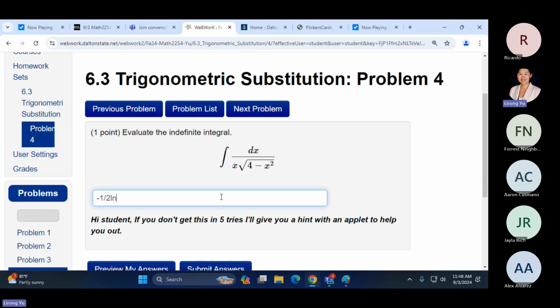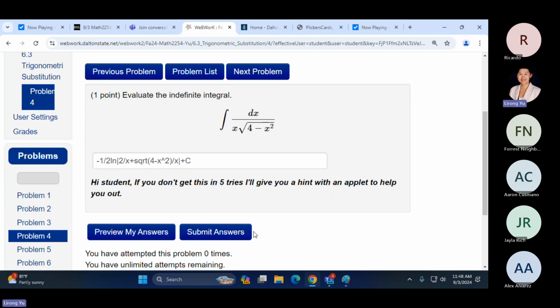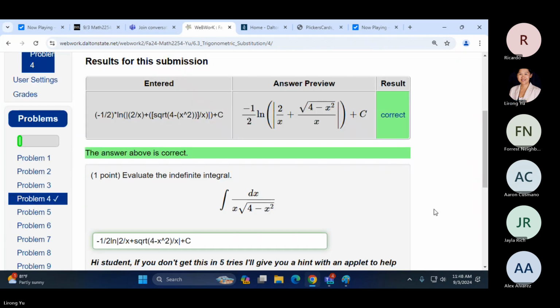Negative 1/2 natural log. And inside we have 2 over x for the secant, and then square root of 4 minus x squared over x for the tangent, plus c. See if that's how it's being entered.